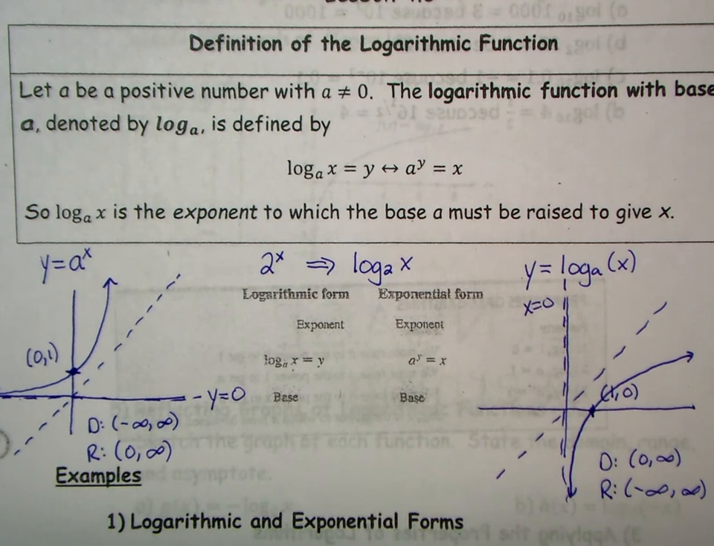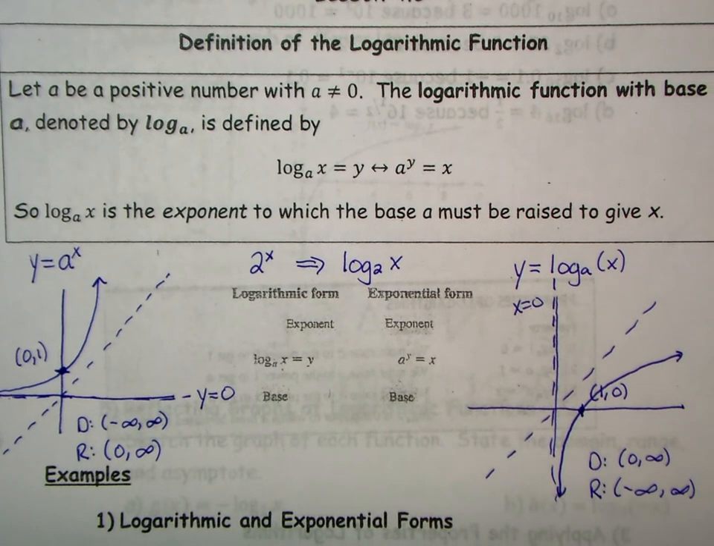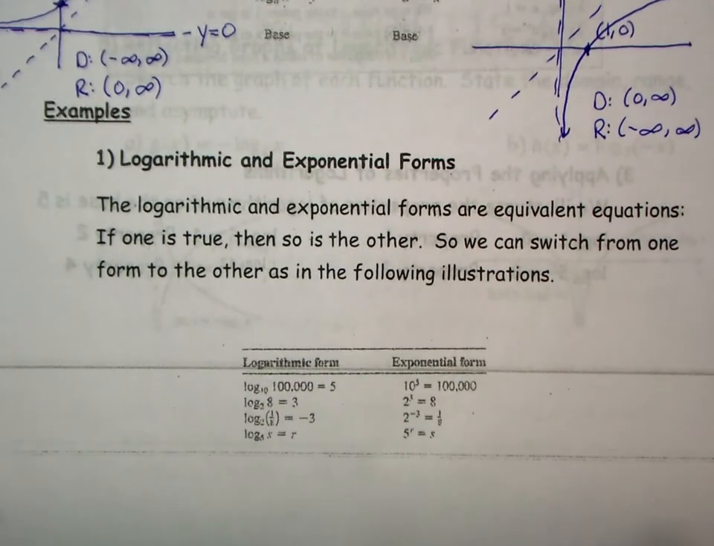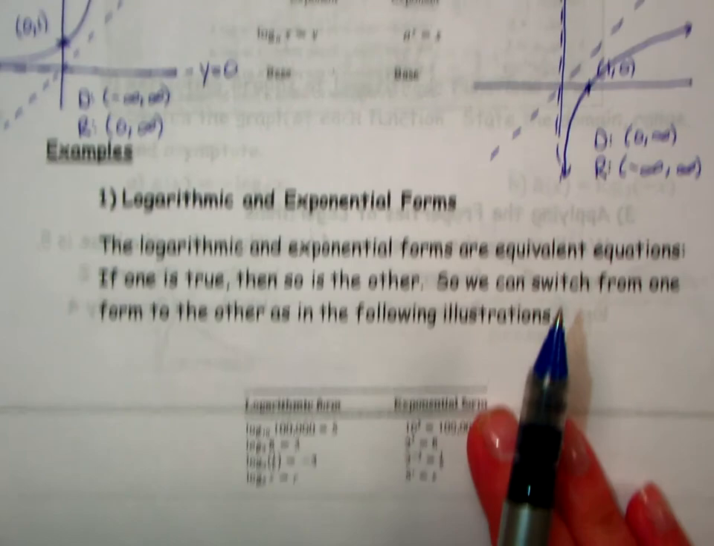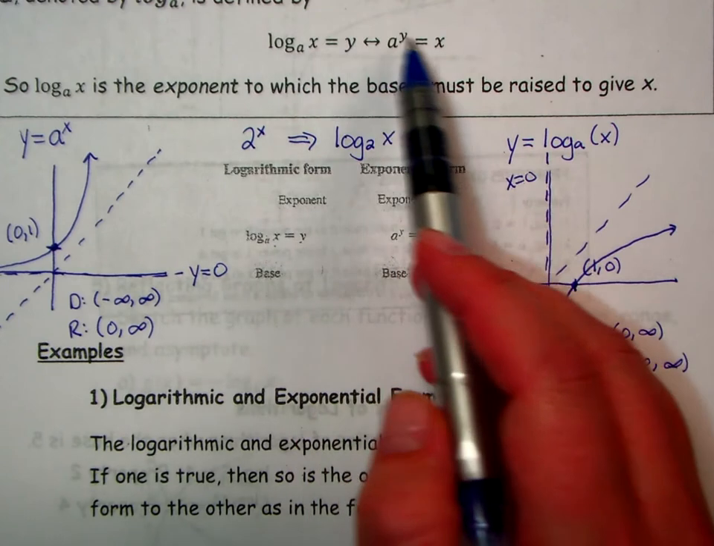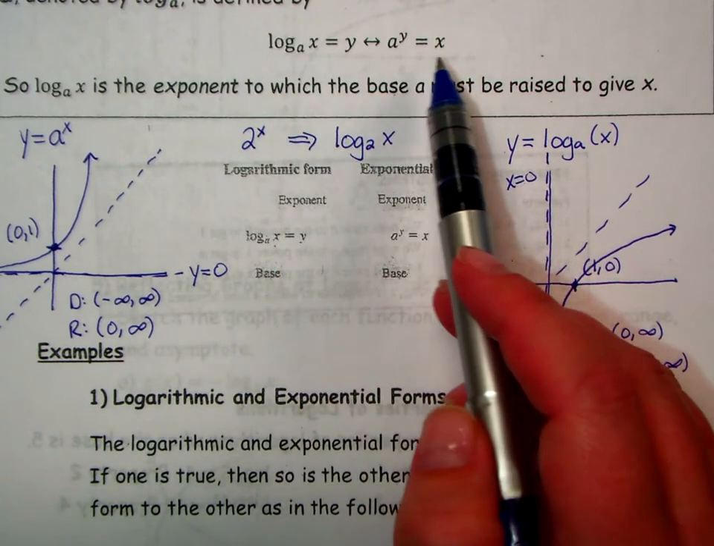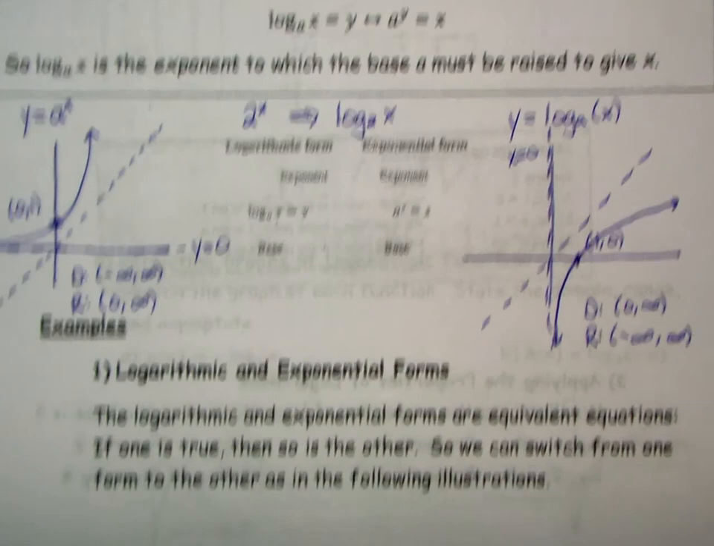So first we're just going to walk through the different logarithmic and exponential forms. Example 1 gives you both the logarithmic form and the exponential form, and they're just using this relationship here. But I would like to show you an easier way than memorizing that.